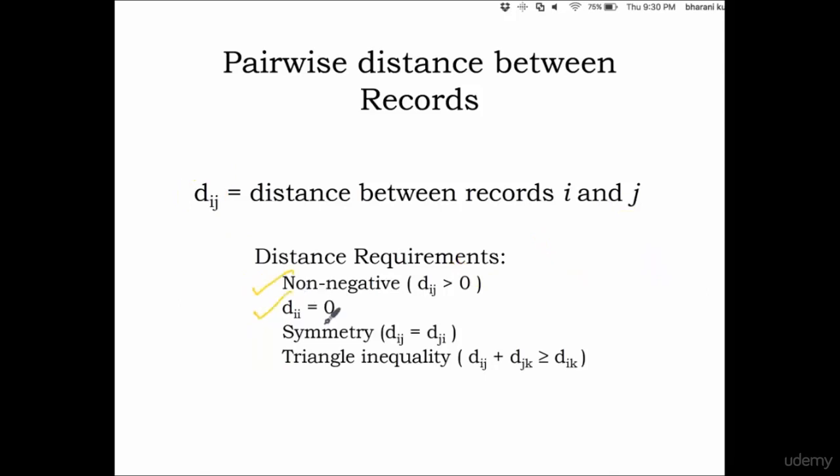Second, the distance of one record from itself is always equal to 0. Third point, the distance from I to J, which is Dij, is always equal to the distance between J and I. So the distance from this point to this point is equal to the distance from this point to that point.